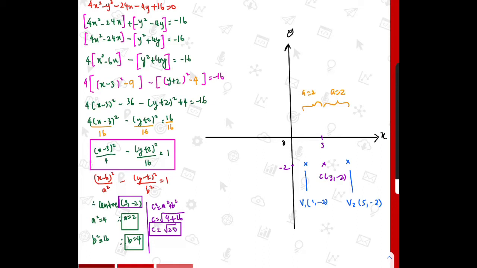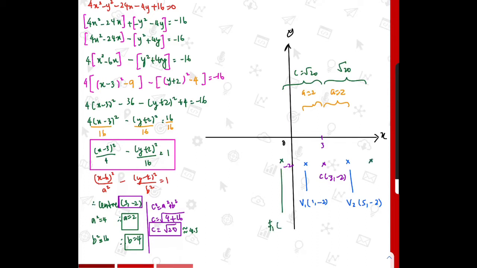So from the center towards your foci, the distance is c here, square root of 20. So square root of 20 is about 4.5 units. So let's go back around c distance, and let's go to the right around your c distance. So your new point will be somewhere here and somewhere here.